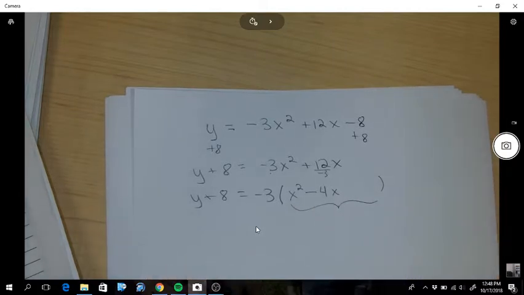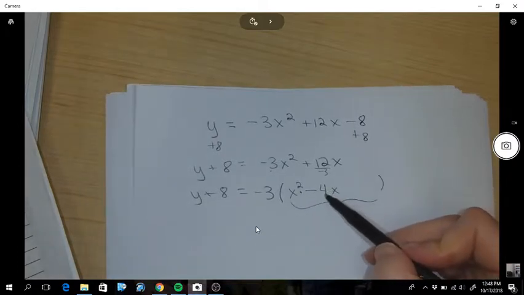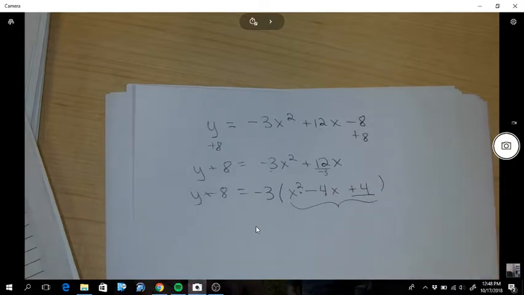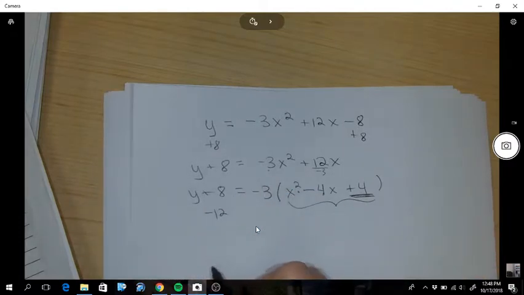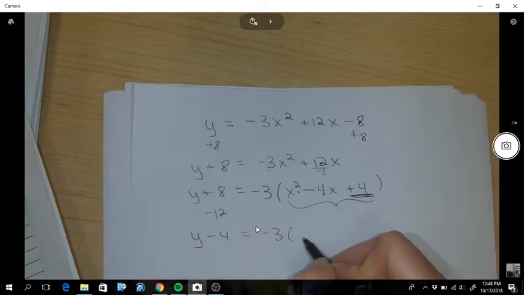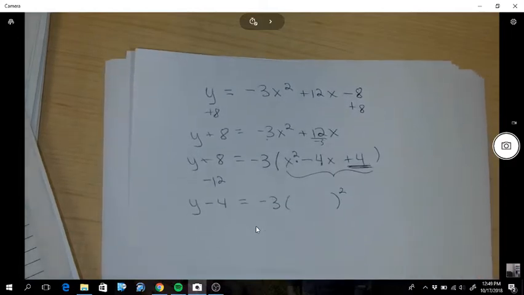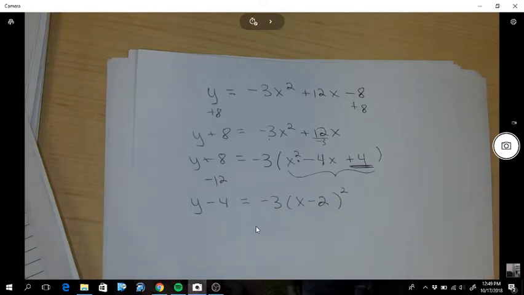Now this is the trinomial I want. Okay, your trinomial always has to have an x squared at the start. So divide by 2 and square it is a 4. Now balance it out. Because you created this, you really made a value of negative 12 occur. So negative 12. Finalize it. y - 4 = -3, and then binomial squared. So this binomial would become (x - 2)².